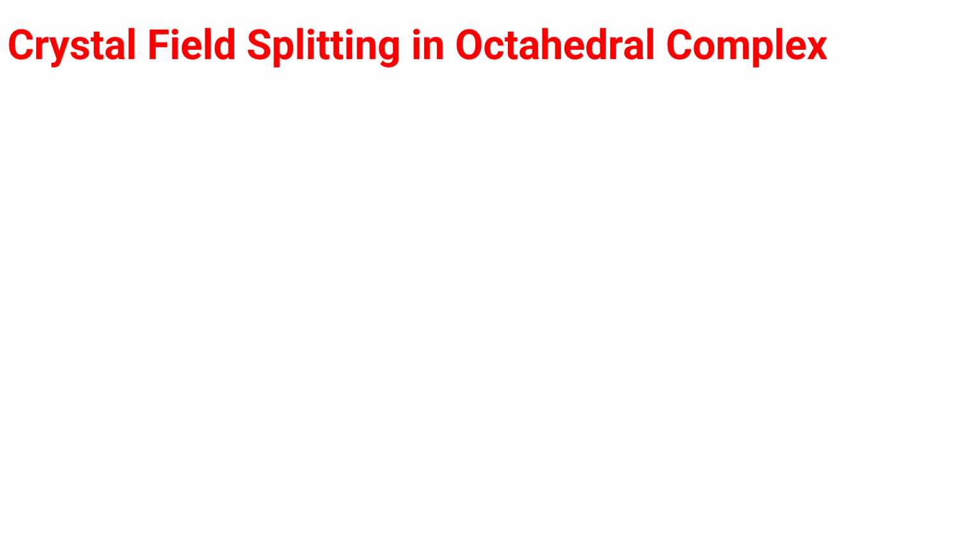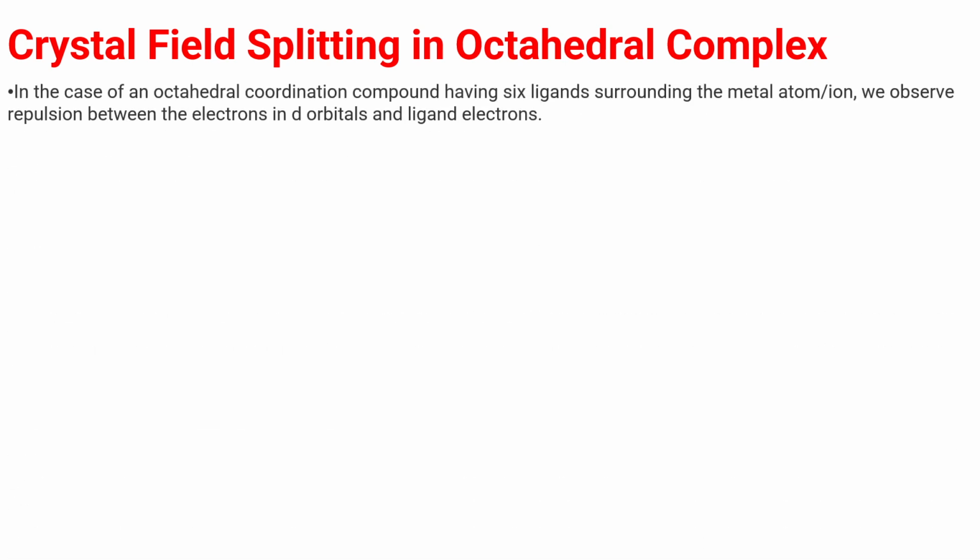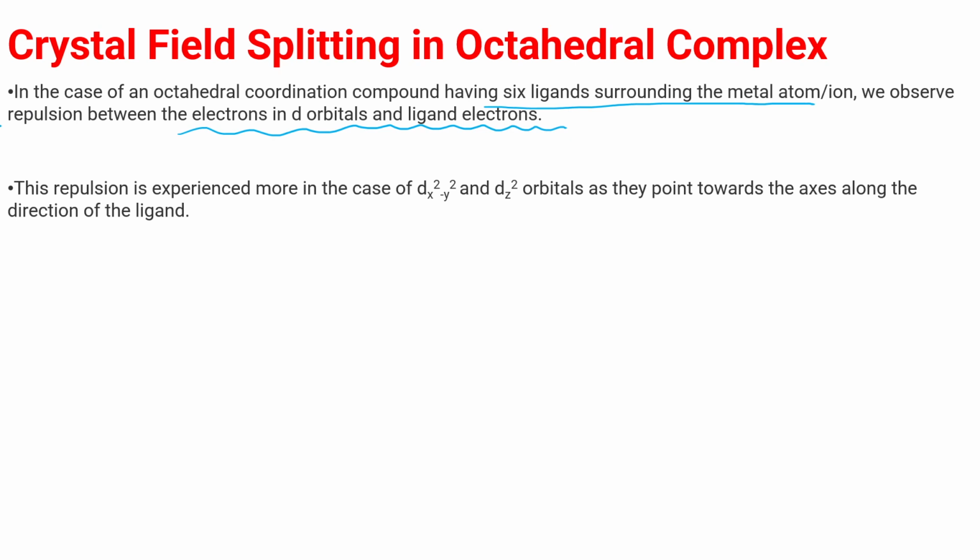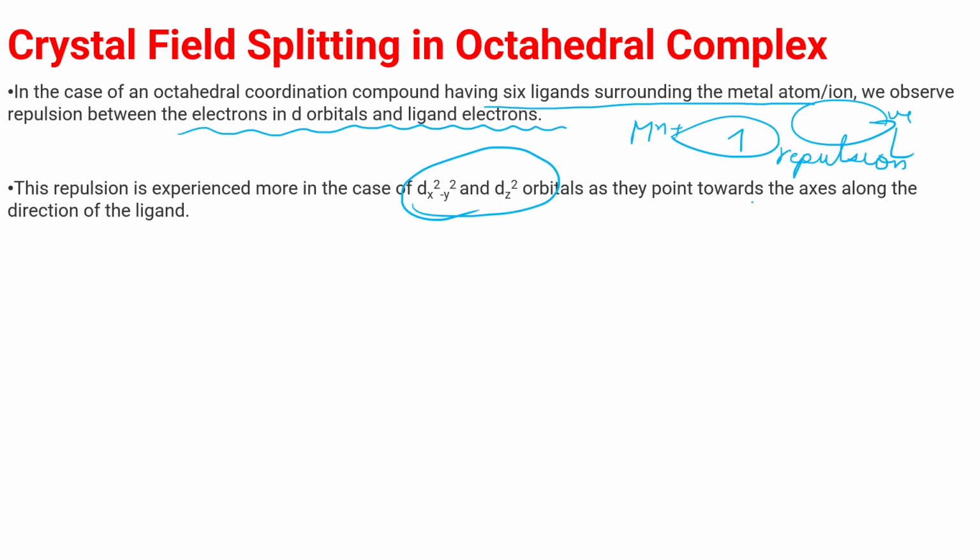So, crystal field splitting in an octahedral complex. As I said, in the case of an octahedral coordination complex, six ligands surround the metal ion, and we observe repulsion between the electrons in the d orbitals and the ligand electrons. The repulsion is experienced in the case of dx square minus y square orbitals, as the metal has electrons in the orbital and the ligand has negative charge, so repulsion increases. Those orbitals that are present on the axis, that is dx square minus y square and dz square, observe more repulsion.